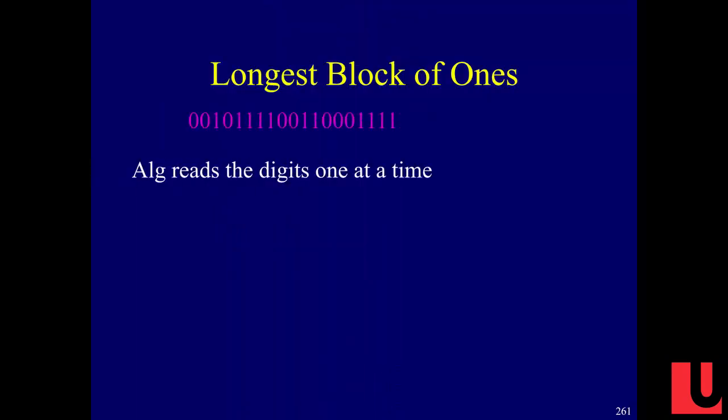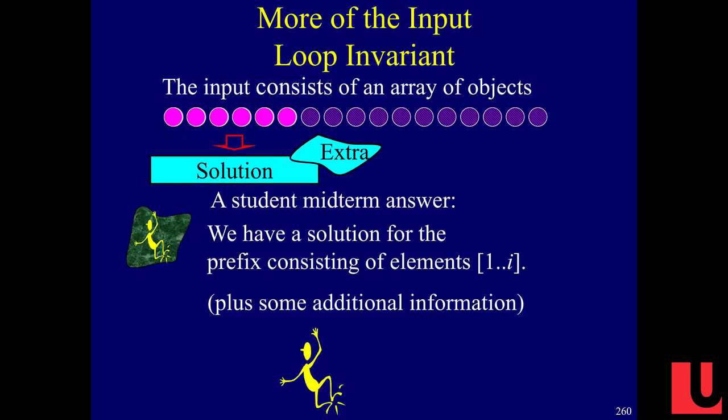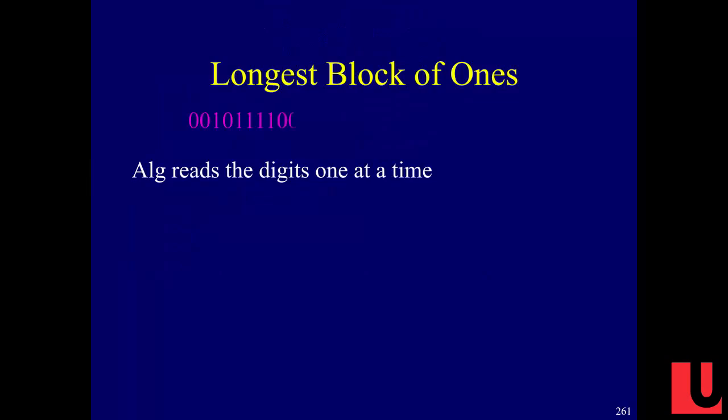All right, so now let's just do the easiest example ever. We're just looking for the largest contiguous block of ones. Well, we haven't. This is what we're doing right now. We're going to give an example of some additional information. All right? So we're looking for the largest block of ones.